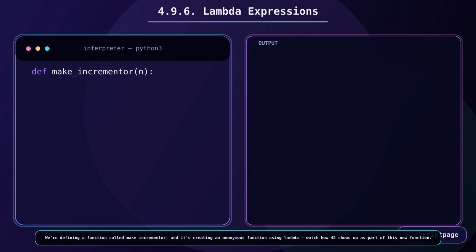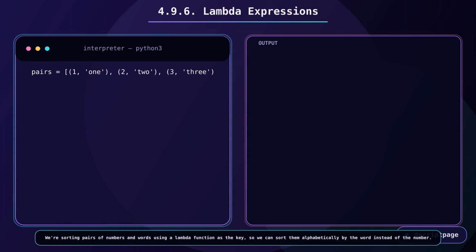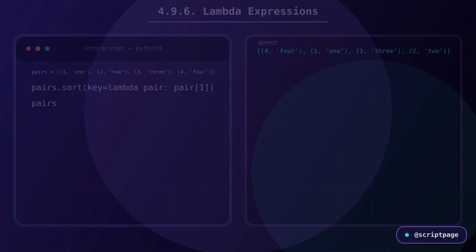We're defining a function called makeIncrementer, and it's creating an anonymous function using lambda. Watch how 42 shows up as part of this new function. We're sorting pairs of numbers and words using a lambda function as the key, so we can sort them alphabetically by the word instead of the number.